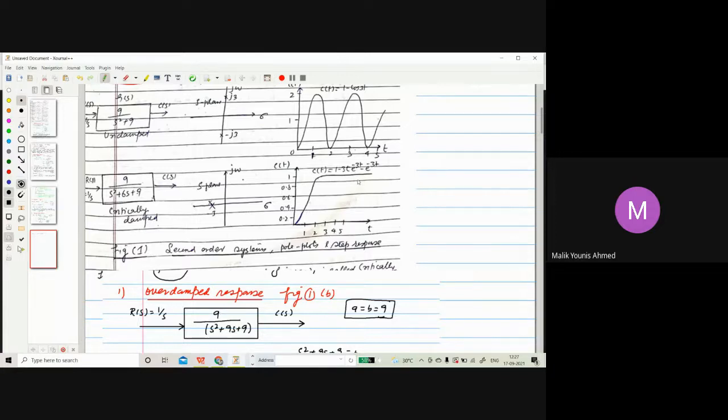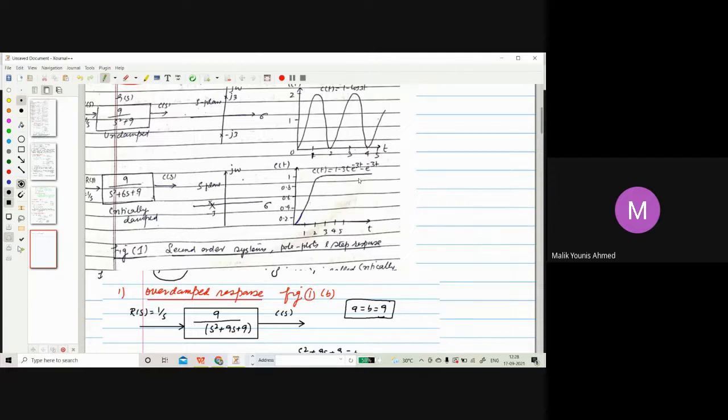It will go to 1. No oscillations will be there. Why will there be no oscillations? Roll number 9. Sir, because there is no imaginary part in it. We don't have an imaginary part, so we don't expect sinusoidal oscillations. So this type of response is called critically damped response.